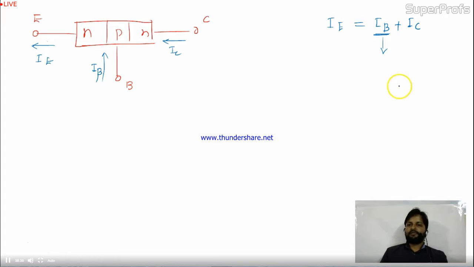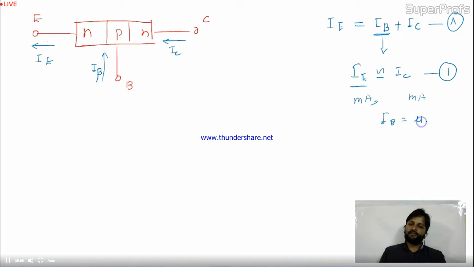Alright. So in the transistor, IE is nearly equal to IC. This is the equation A. And from this equation, we have the point IE nearly equal to IC, because IB is very low. See, in general we get IE and IC in milliamperes. But if I talk about IB, in general we get it in microamperes. So IB is a very small current, we can neglect it, right?